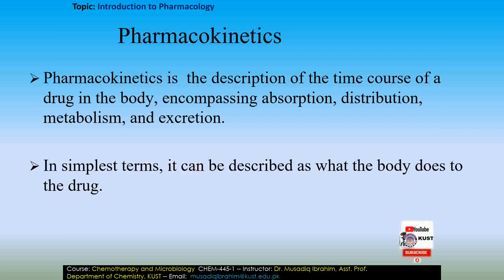Moving towards pharmacokinetics, it is the description of the time course of a drug in the body, encompassing absorption, distribution, metabolism, and excretion. In the previous slide I explained in some detail what pharmacokinetics is, and in the simplest terms it can be described as what the body does to the drug. That is a simple understanding or concept: what the body is doing to the drug is known as pharmacokinetics.